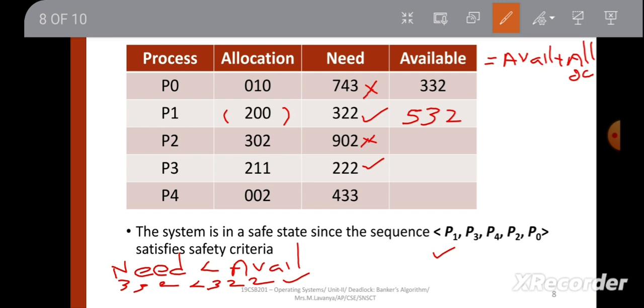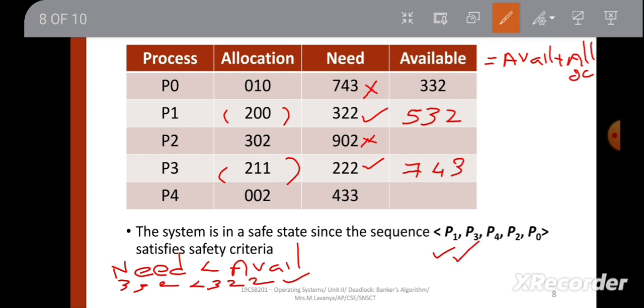After allocation of the need resources to P3, P3 will complete its process, and the already held data 211 will be freed. After that, 211 will be added to the already available data. 532 plus 211 is 743. This is the current available data. Since P3 has completed, we are writing it down in the safe sequence.